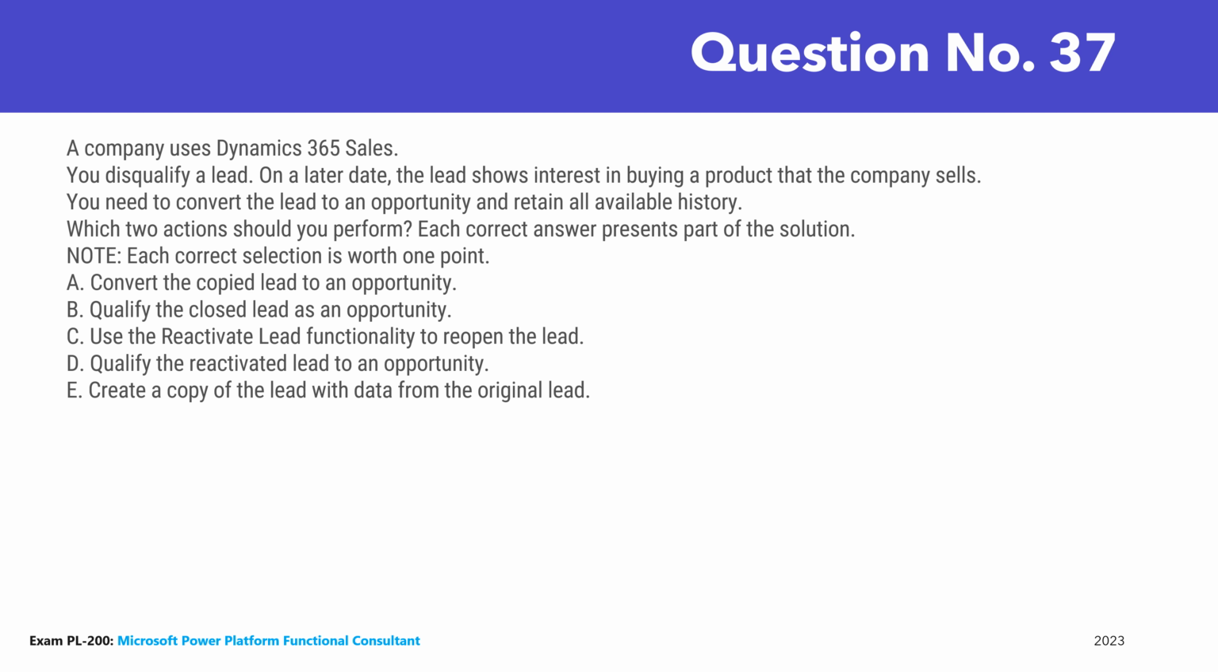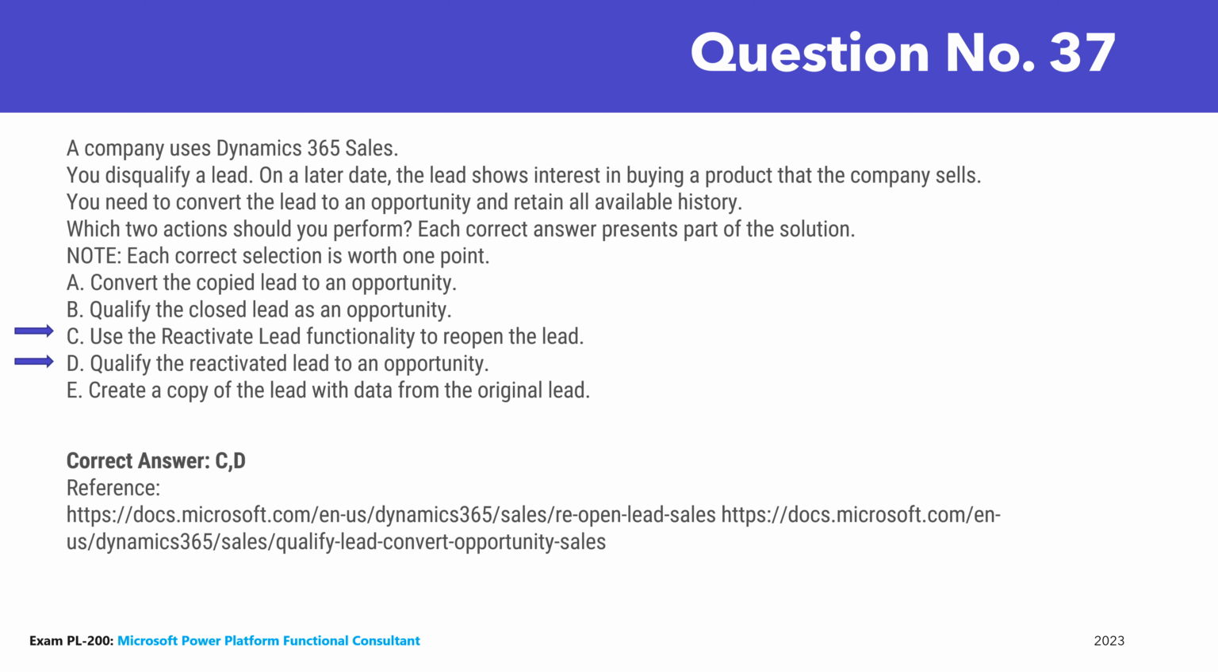A. Convert the copied lead to an opportunity. B. Qualify the closed lead as an opportunity. C. Use the reactivate lead functionality to reopen the lead. D. Qualify the reactivated lead to an opportunity. E. Create a copy of the lead with data from the original lead. Correct answer, C and D.